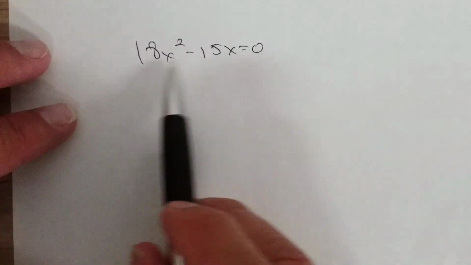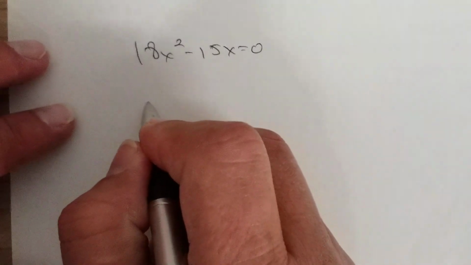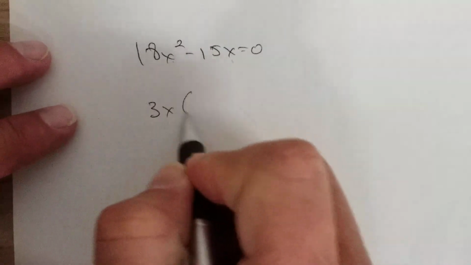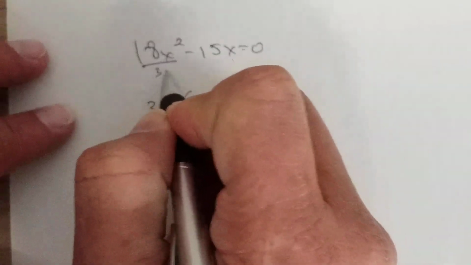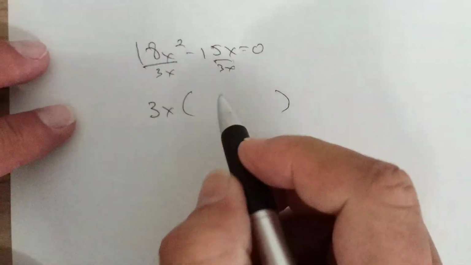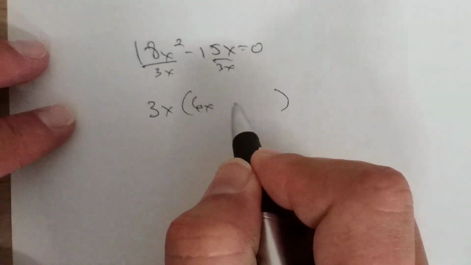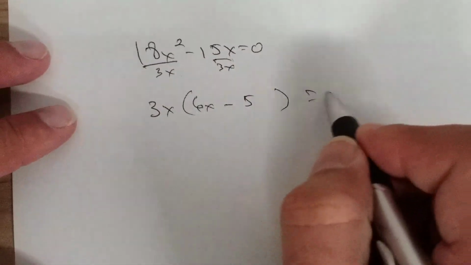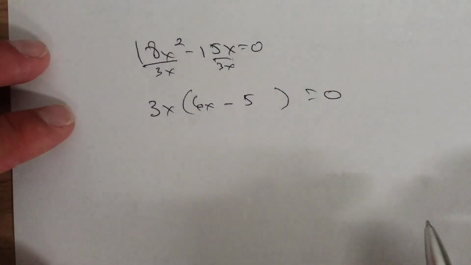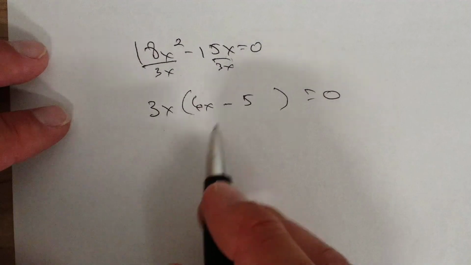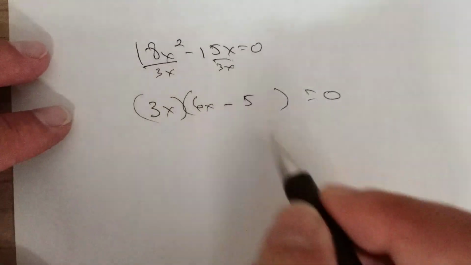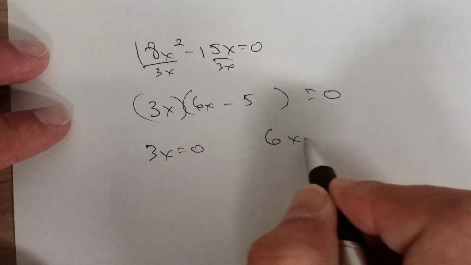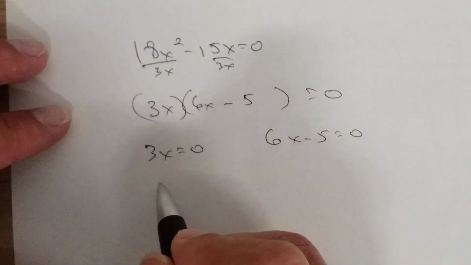So the GCF, what divides into 15 and 18, the biggest number would be 3. And they also have an x in common. And remember, it's the smaller of the two. I'm going to divide both sides by 3x. This leaves me with 6x minus 15 divided by 3 is 5, and the x's cancel. So we're just factoring using the GCF. We've got two things now being multiplied together. Think of it like that's in parentheses. Set that equal to 0. Set your 6x minus 5 equal to 0.